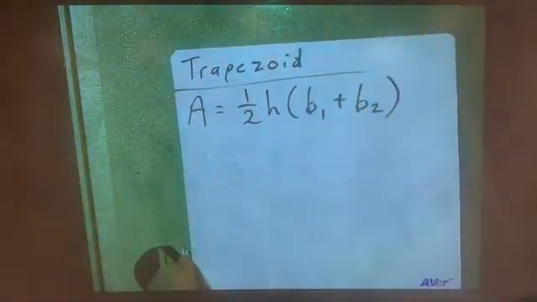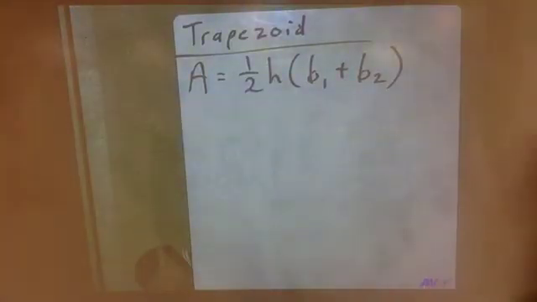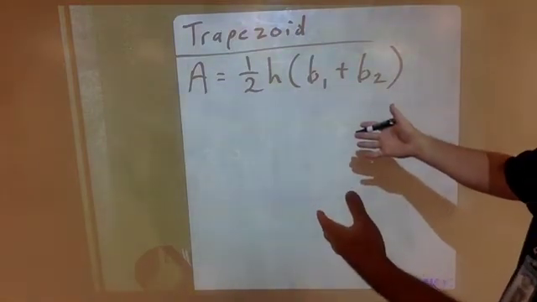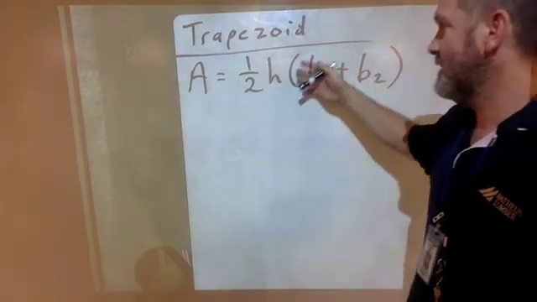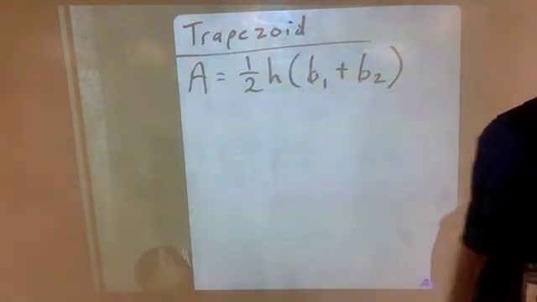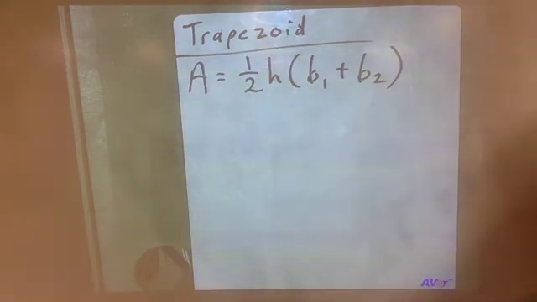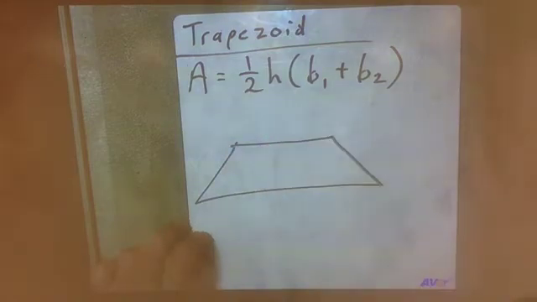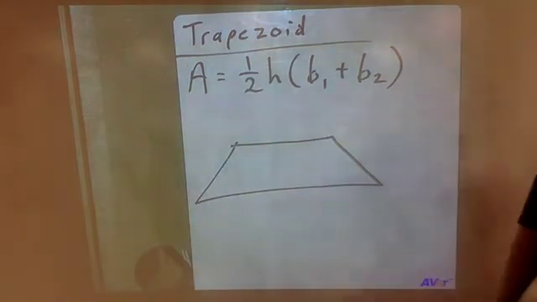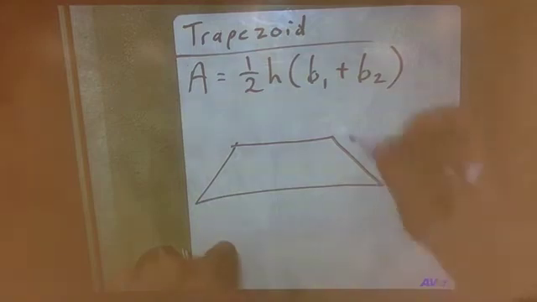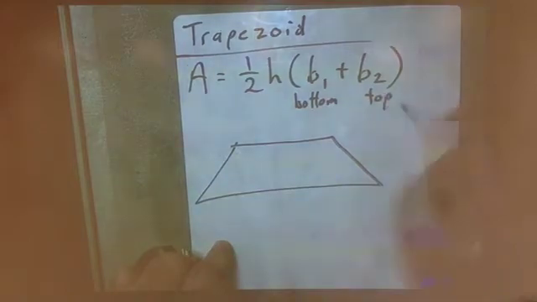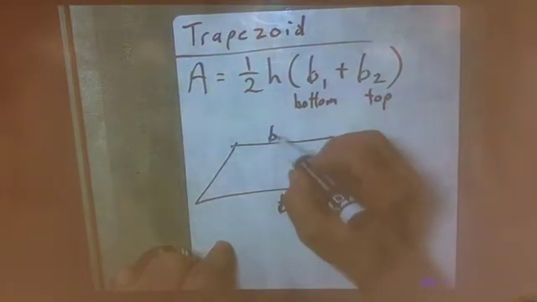Now, the one shape that I've talked about in class, but for those of you at home have not gotten, is a trapezoid. And this is the area formula for a trapezoid. 1/2 height times the quantity of B1 plus B2, which looks like a bunch of gibberish. So let me explain this to you. Here's a trapezoid. B1 and B2 stand for base 1 and base 2. Basically, B1 is the bottom of the trapezoid and B2 is the top. So this would be your B1 and this would be your B2.